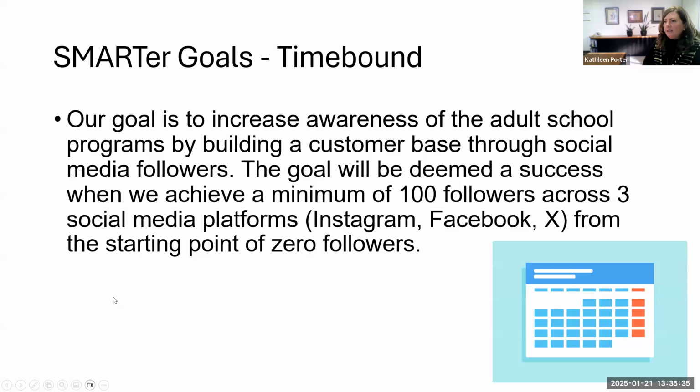And then finally, let's take a look at this time-bound one. Our goal is to increase awareness of the adult school programs by building a customer base through social media followers. The goal will be deemed a success when we achieve a minimum of 100 followers across 3 social media platforms from the starting point of 0 followers. So when we look at this one, we thought it had some problems with being time bound, but it may have some other problems too. So what do you see here? What would you recommend to this goal writer?